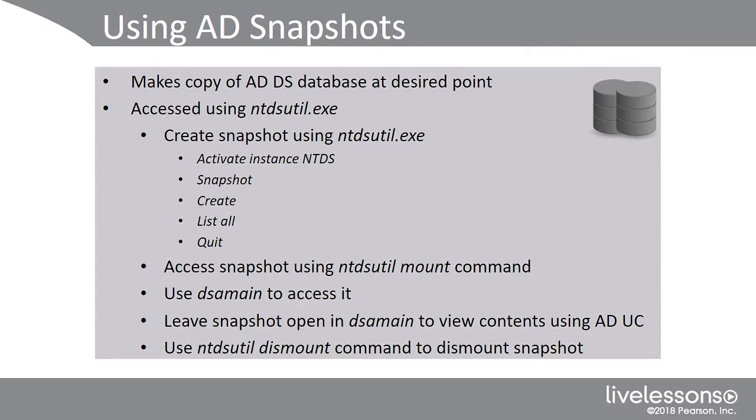So if you want to access the snapshot you just created, you'll use the ntdsutil mount command. Then you'll use the dsamain to access it. Then you actually peruse through the contents using Active Directory Users and Computers. When you're finished perusing through it, you use the ntdsutil dismount command to dismount that snapshot.